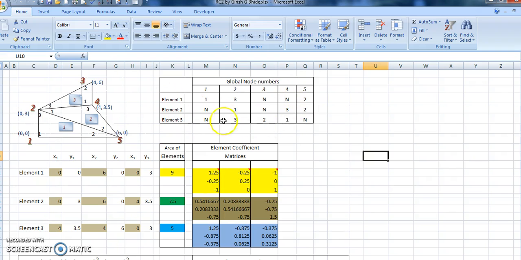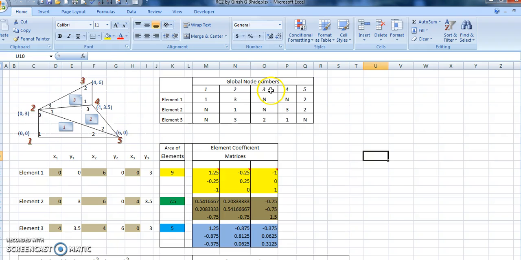We can also notice the relation between the global nodes 1, 2, 3, 4 and 5, which are shown in red color with a dark bold font. So for example, the global node number 1 is in connection with element number 1 through local node number 1. It has got no connection with element number 2, hence it is written as n. Same is the case for element number 3.